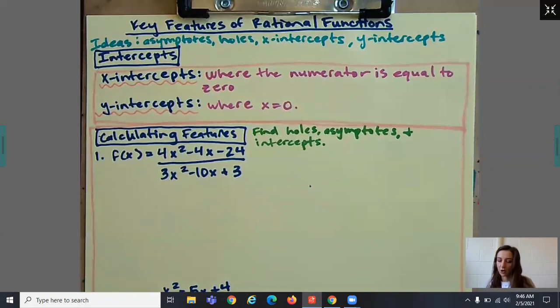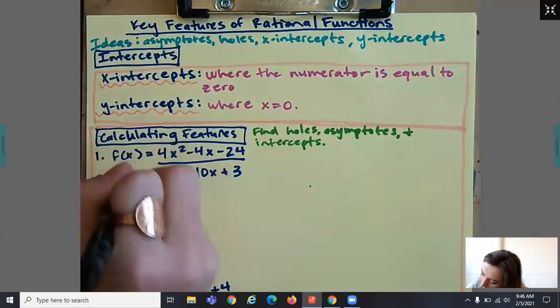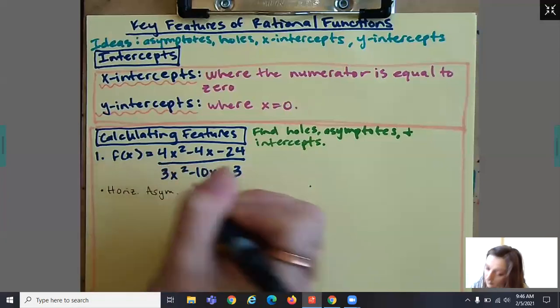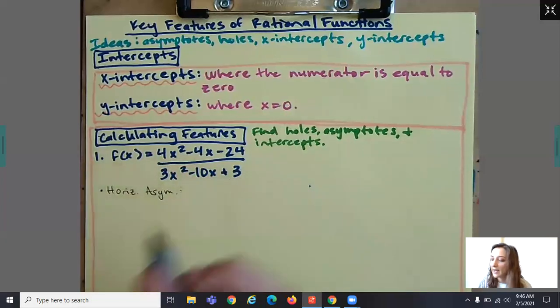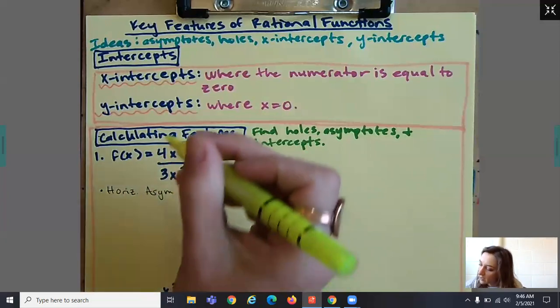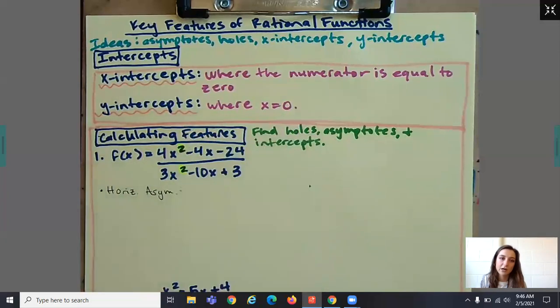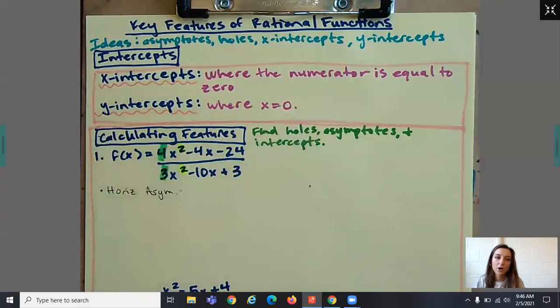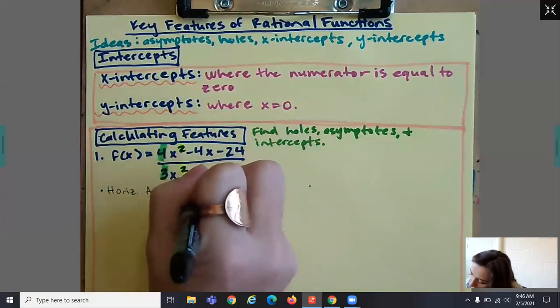So let's start with our horizontal asymptote. Okay, horizontal asymptote. Since we have a degree of 2 on the numerator and 2 on the denominator, we're going to use the ratio of the leading coefficients. So our horizontal asymptote is going to be at 4/3. Y equals 4/3.